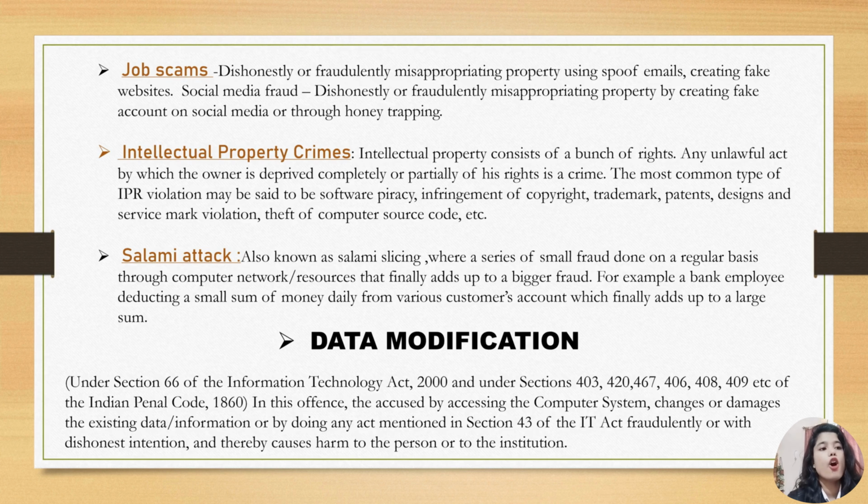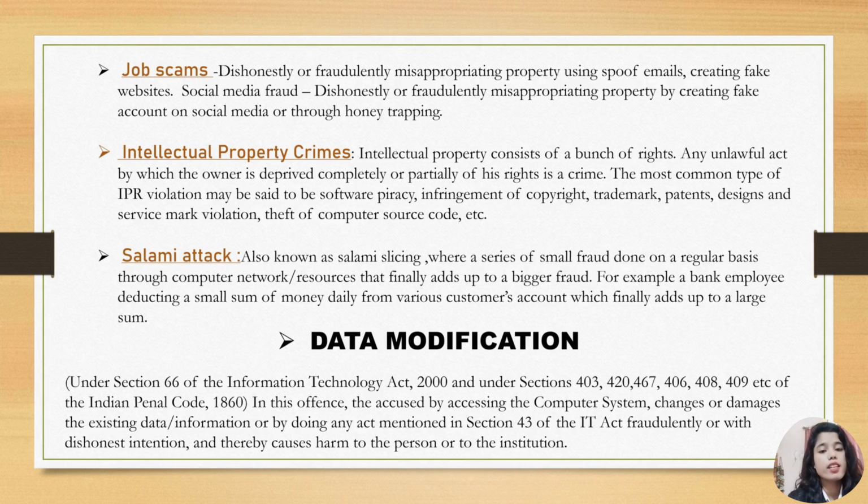Salami attack, also known as salami slicing, is where a series of small frauds done on a regular basis through computer network resources finally adds up to a bigger fraud. For example, a bank employee deducting a small sum of money daily from various customers' accounts, which finally adds up to a large sum. Now let's read about data modification.